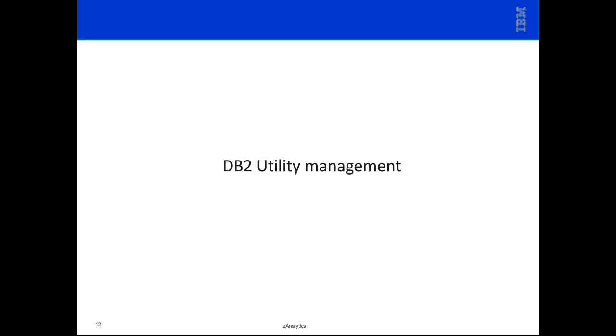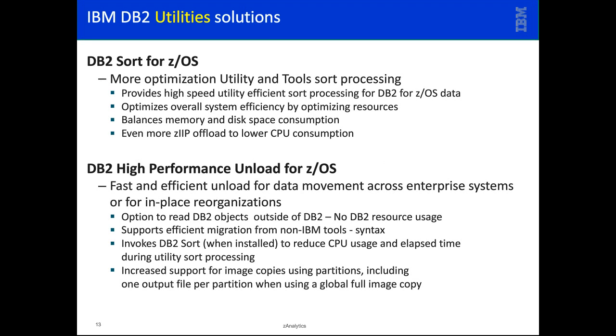Slide number 13. On this slide, I'm mentioning two utilities or tools to help you manage your utilities. The first one is DB2 Sort. DFSORT, as we know, is required for all DB2 utility sort processing. But we now provide also DB2 Sort, which helps you not just with your utilities, but also your tools. It's a sort that's optimized just for DB2, and it can help you save CPU consumption by offloading even more. And it provides a high-speed, efficient sort processing over and above that which DFSORT provides. And I'll show you on the next slide.